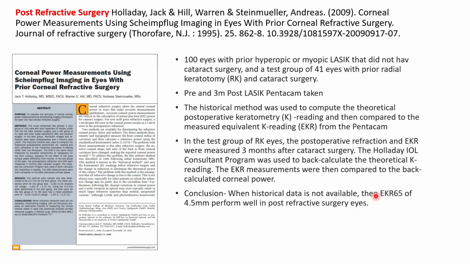In the test group of RK eyes, the post-op refraction and the EKR were measured 3 months after cataract surgery, and the Holladay IOL Consultant program was used to back calculate the theoretical K reading. The EKR measurements were then compared to the back calculated corneal power, and their conclusion was that when the historical data was not available, the EKR 65 of 4.5 mm performs well in post refractive surgery eyes. So this is the first study they published on the usefulness of the EKR values.